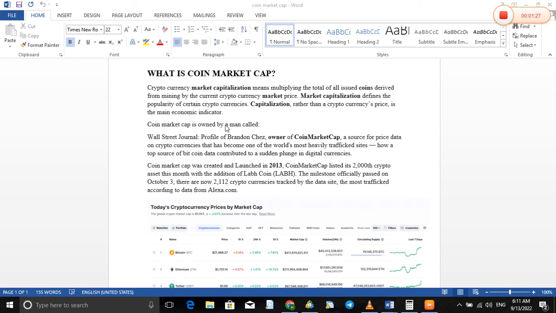CoinMarketCap is owned by a man called Brandon Shares. Wall Street Journal profile: Brandon Shares, owner of CoinMarketCap, a source of price data on cryptocurrencies that has become one of the world's most heavily tracked sites.